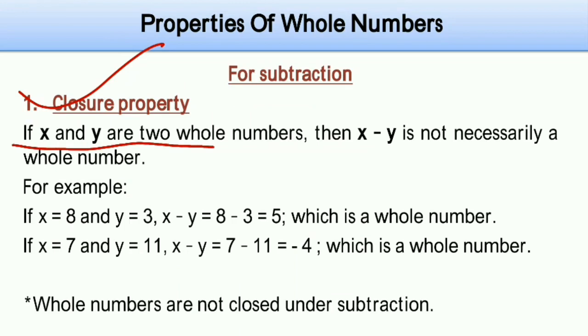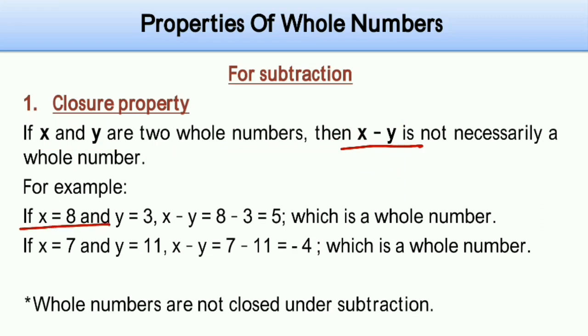If x and y are any two whole numbers, then x minus y is not necessarily a whole number. X minus y may be a whole number, x minus y may not be a whole number. So it is not compulsory that if x and y are two whole numbers, then x minus y will also be a whole number. No, it is not necessary. Through examples we can understand it.